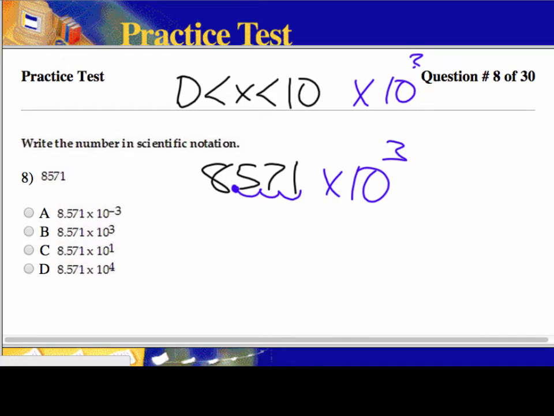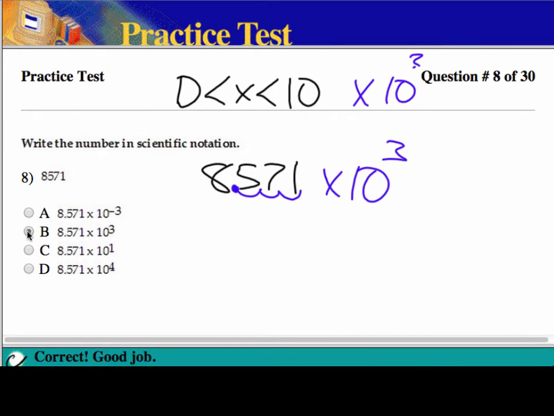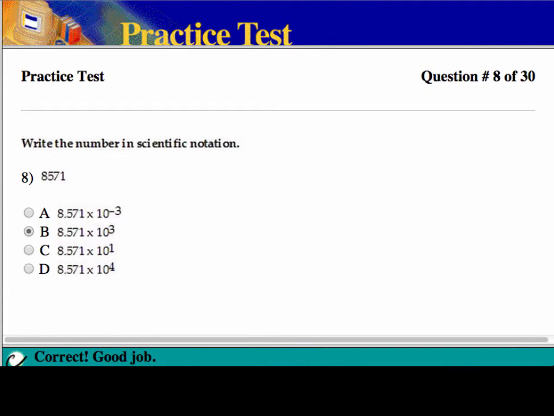Now what if I were to move it the other way? What if I had a decimal point? Negative. Good, good, good. So it might change on the real test. But you guys are correct. Man, you're smart. All right.